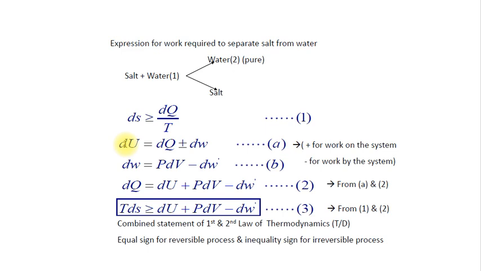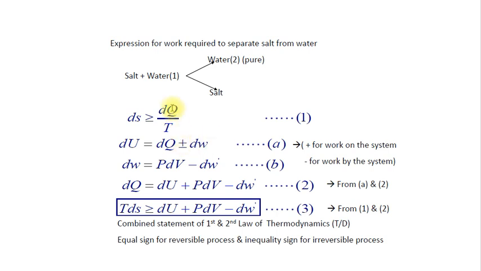And from the first law of thermodynamics, for a closed system, dU is equal to dq plus or minus dw. U is the internal energy of the system. So the change in internal energy of a closed system should be equal to the change of heat dq plus or minus dw. dw is the work done. If work is done on the system, it will be positive. If work is done by the system, it will be negative. Okay, this is the first law of thermodynamics.